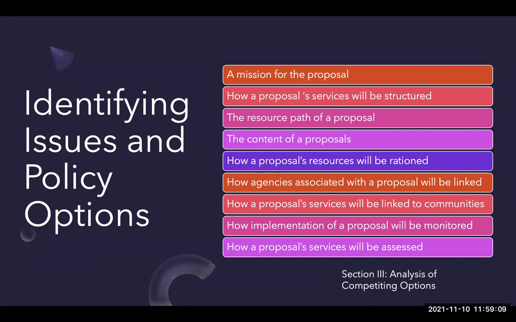So when identifying issues and policies, we need to think about the following, including the mission of the proposal, how proposal services will be structured, the resource path of a proposal, the content of the proposal, how a proposal's resources will be rationed, how agencies associated with a proposal will be linked, and how proposal services will be linked to communities, and how implementation of a proposal will be monitored, and how a proposal's services will be assessed.